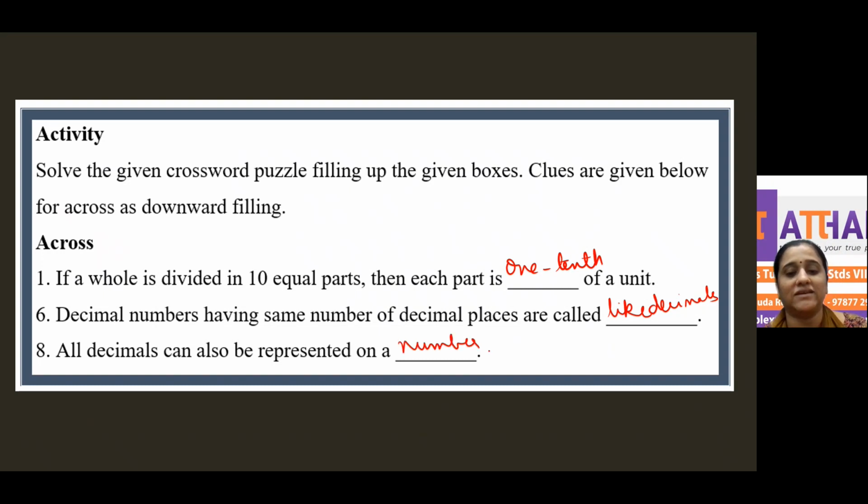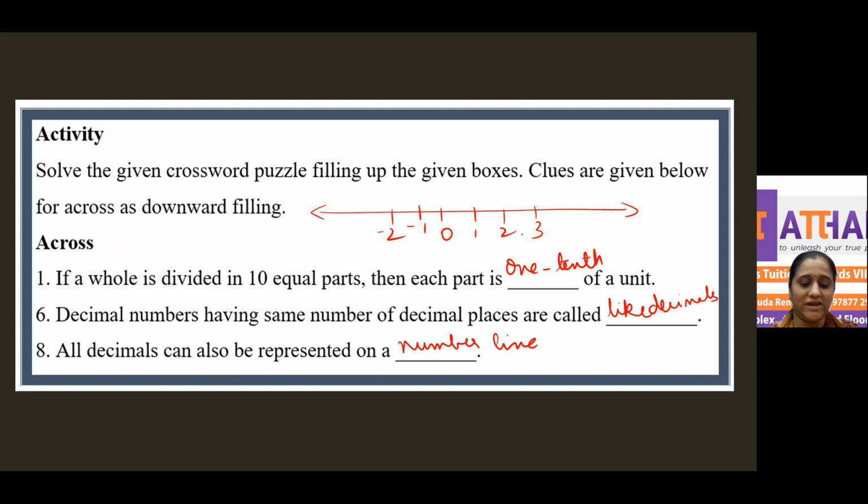All right, number line. So like this, this is the number line. 0, -1, -2. Correct? Very good.